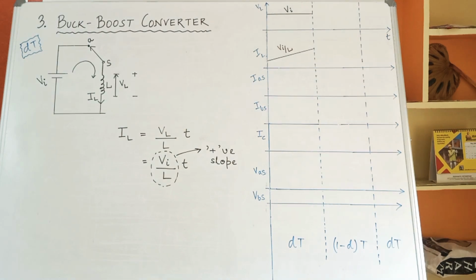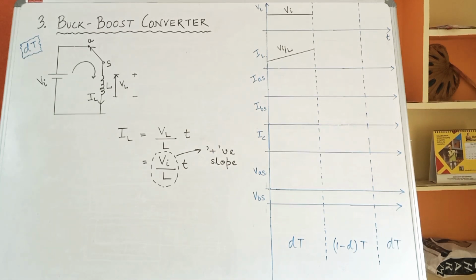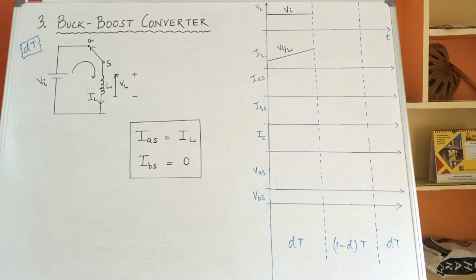So next we will draw the IL waveform. As you can observe on the board, the IL waveform is already drawn having a positive slope of Vi by L, and we have considered a continuous current. So the inductor current is not starting from 0, it is starting from some height during the DT period. Next we will calculate the value of IAS and IBS and then plot the waveform for IAS and IBS.